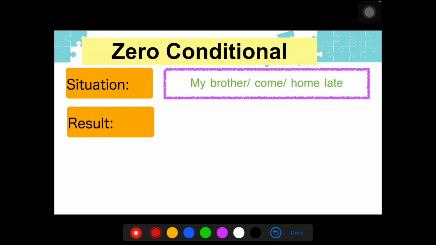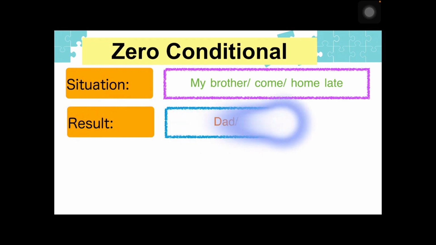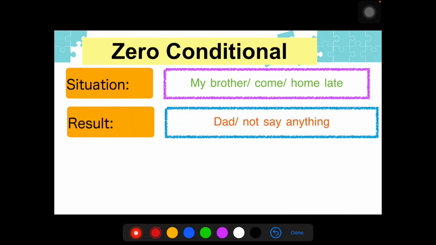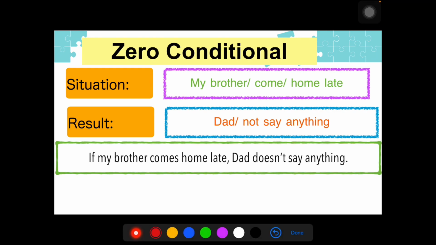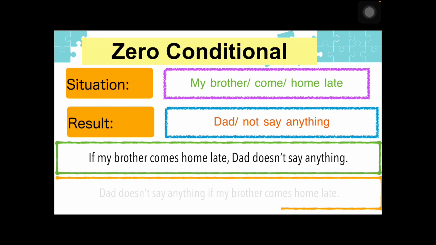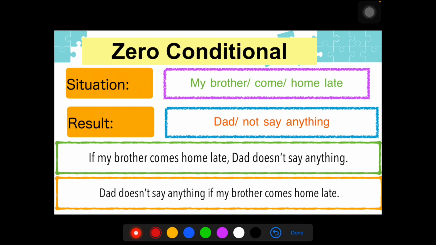One more. My brother comes home late. Dad doesn't say anything. All right, try this one by yourself. I give you 5 seconds. 5, 4, 3, 2, 1. I know you didn't even try it, right? Never mind. All right, let's do it together. If my brother comes home late, Dad doesn't say anything. Or Dad doesn't say anything if my brother comes home late. You can see the difference, right?